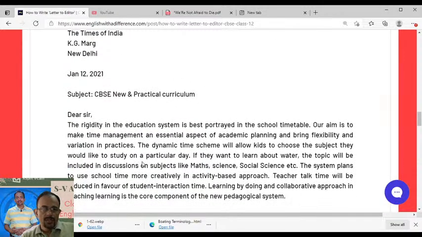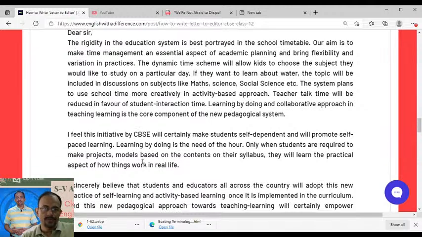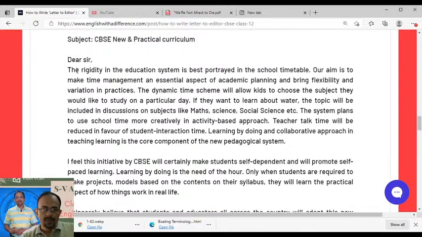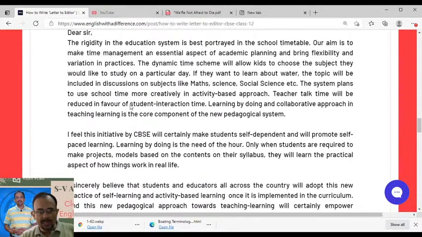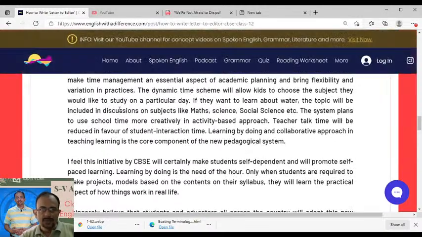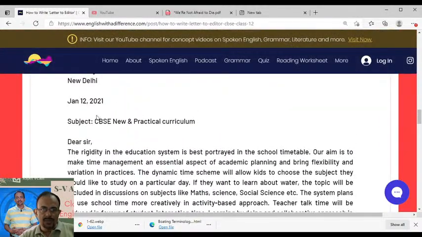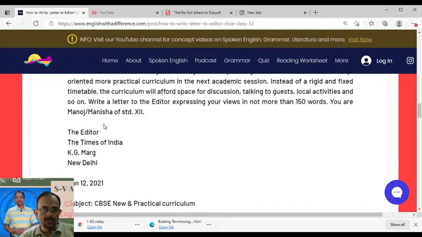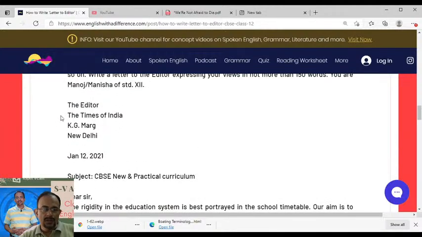Okay, so you see here, the rigidity in the education system is best portrayed. See, how is this model letter written? So you have to see certain models. This is also given in 3 paragraphs, and the subject is CBSE. First of all, it's important: suppose you are writing a letter to the editor, so you have to write "The Editor", and the name of the newspaper should come here.